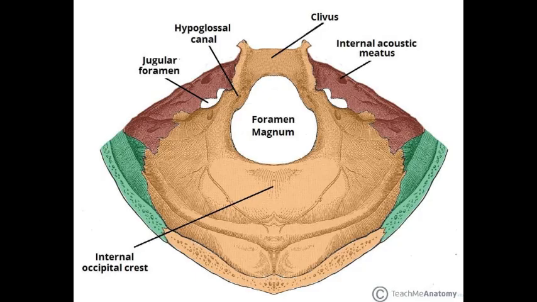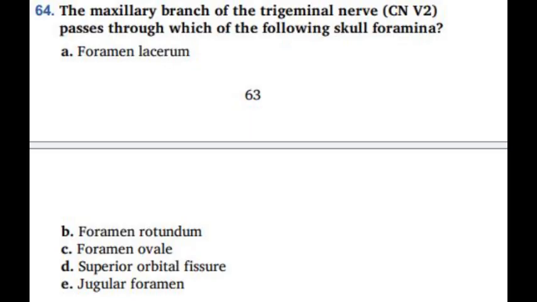So the last and the least, our cranial nerve number 12, the hypoglossal nerve, actually passes through the hypoglossal canal, so it has its own canal. And then the last foramen, the foramen magnum, is where the medulla oblongata, the vertebral arteries, and the meninges pass through. So back to our questions.